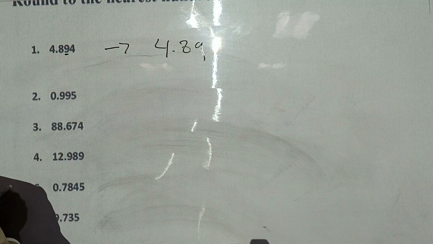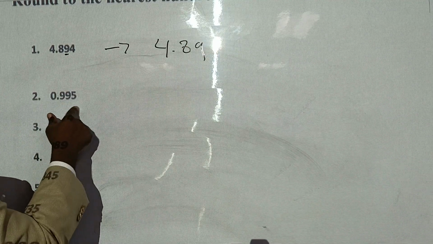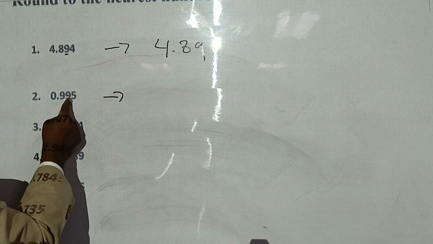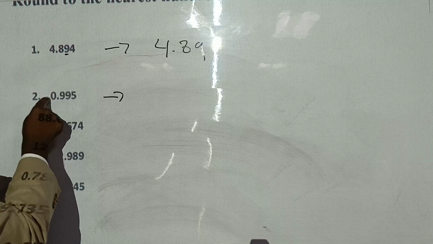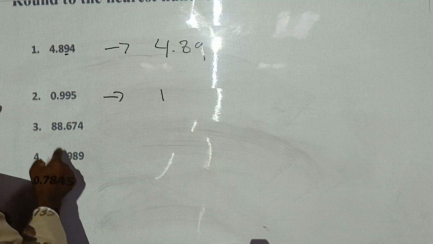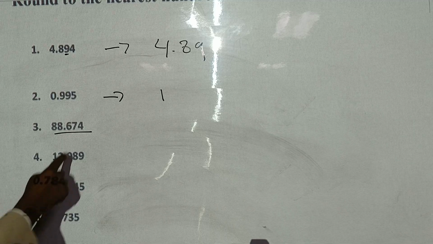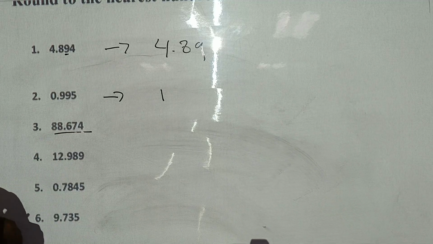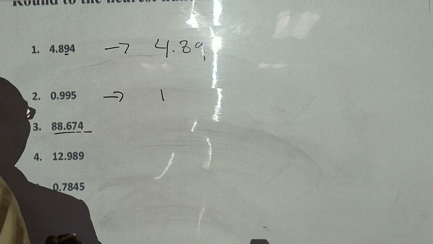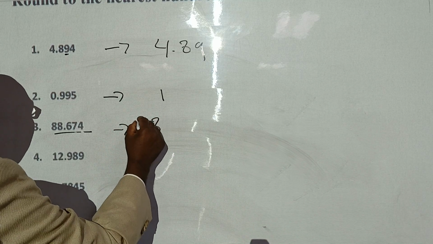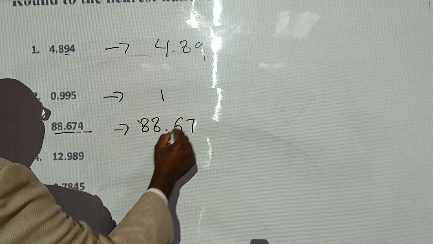Let's do number 2. My hundredth place is 9. The number after that is a 5 or more. So this is going to bring 9 to the top. You'll bring down one top. This will become 1. Then look at this one here. 88.674. My hundredth place is 7. The number after that, is it 5 or greater? No, it's less than 5. So we're going to drop everything. So we're going to stop at our hundredth place, which is 88.67.